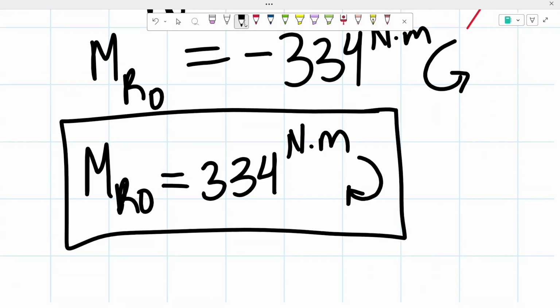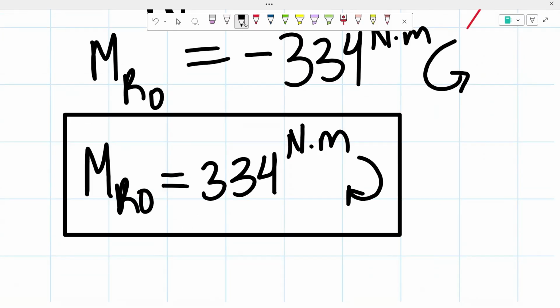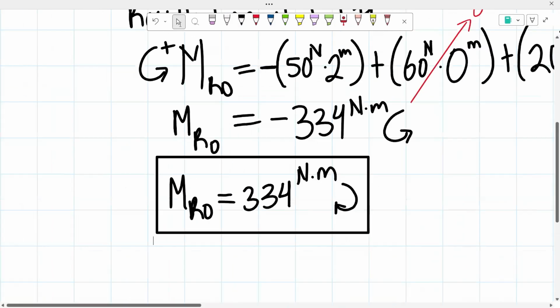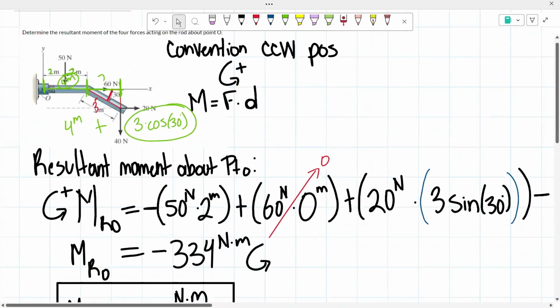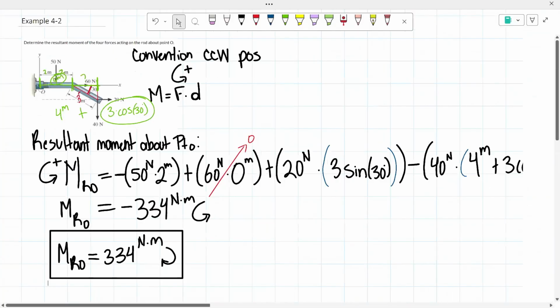And just like that, we were able to determine the resultant moment of those 4 forces acting on the rod about point O.